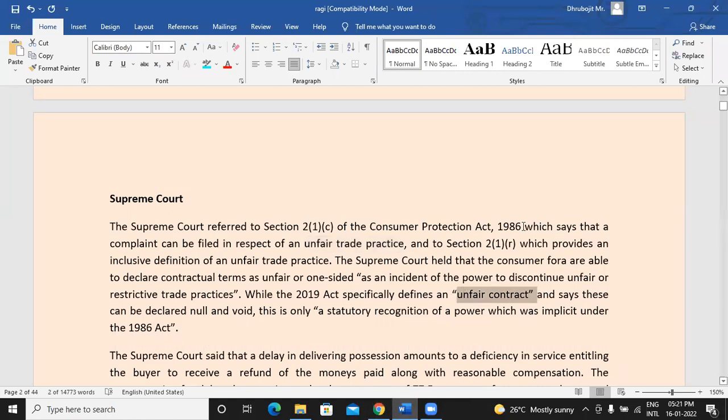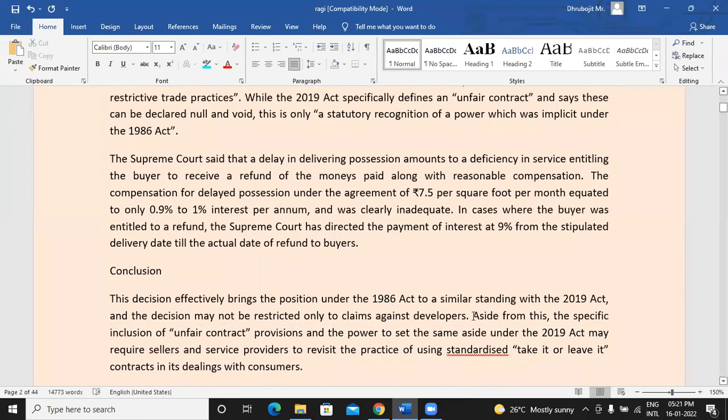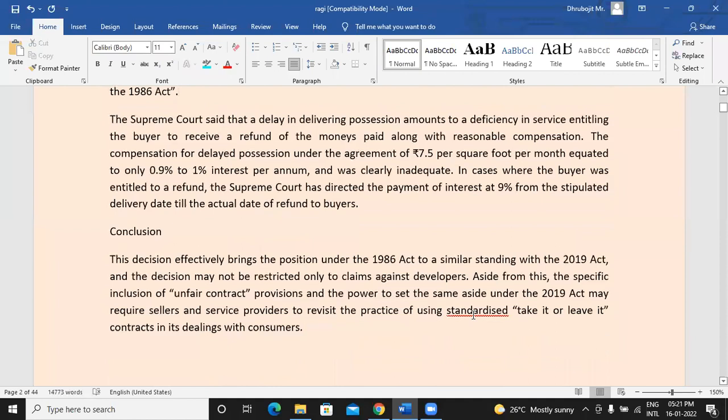If you look at the Consumer Protection Act, it provides that power. So the Supreme Court looked at that, and said that this can be declared null and void. That is only a statutory recognition of the power. So whatever decision the National Commission has given, that decision is proper. They have that authority under the legislation.